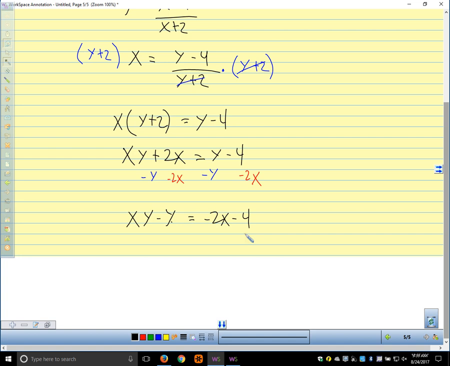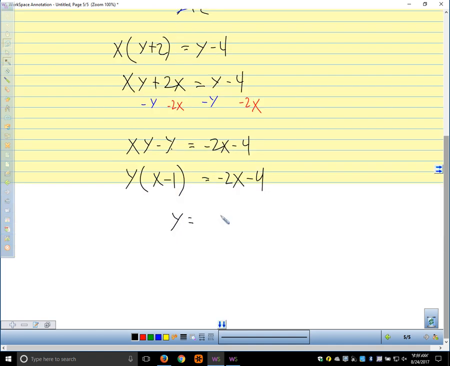This is the part where we have to be a little bit clever. Anybody see what we do? Factor out the y. We want one y, not more than one y. Factor out that y. And now we're home free. y equals minus 2x minus 4 over x minus 1. We've accomplished our goal, and we can write f inverse of x equals minus 2x minus 4 over x minus 1.